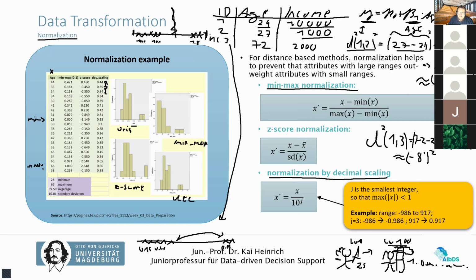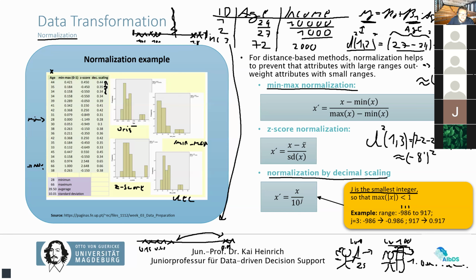Yeah. So basically, J is the smallest integer such that max of |x| is smaller than 1. So basically you have a range from minus 986 to 970. We have three integers, 1, 2, 3, right? So how many integers make up the number? And then we squish it by that. So we squish it exactly by that. And yeah, that's it. So we just divide them by 1,000, sorry. Just divide them by that number, right?